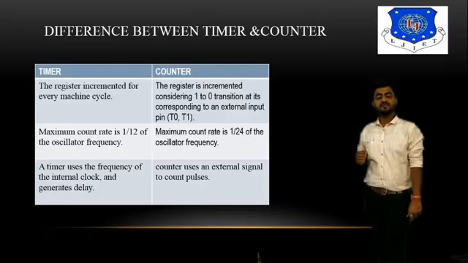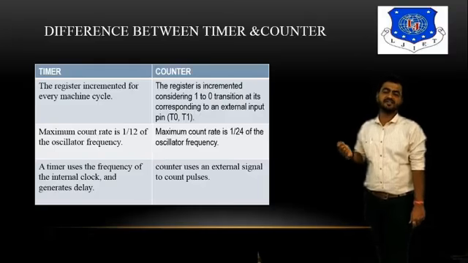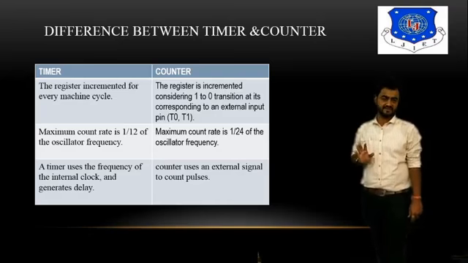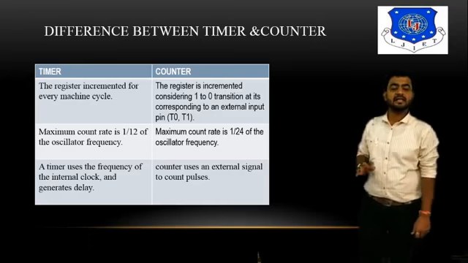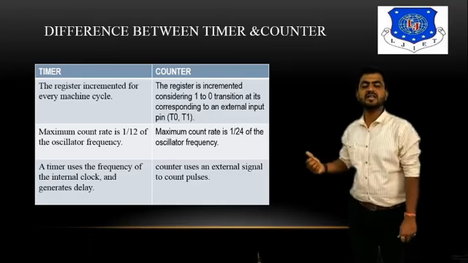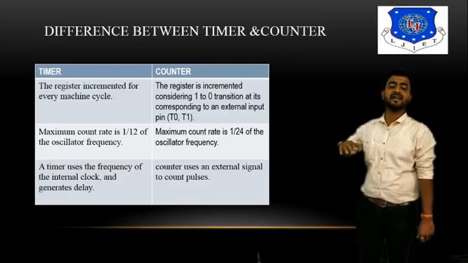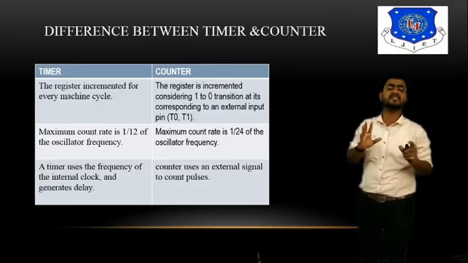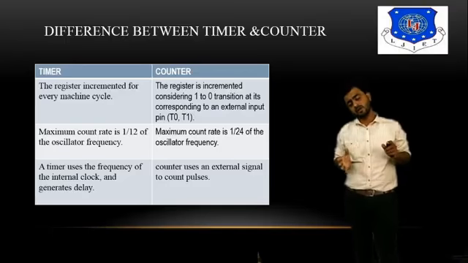So a timer uses the frequency of the internal clock to generate delay. The counter uses an external signal and counts the pulses. Fine. So basically, here you can see the timer works only in terms of the internal clock mechanism, and the counter works only in terms of the external clock mechanism. So these are the basic differences between timer and counter circuits.